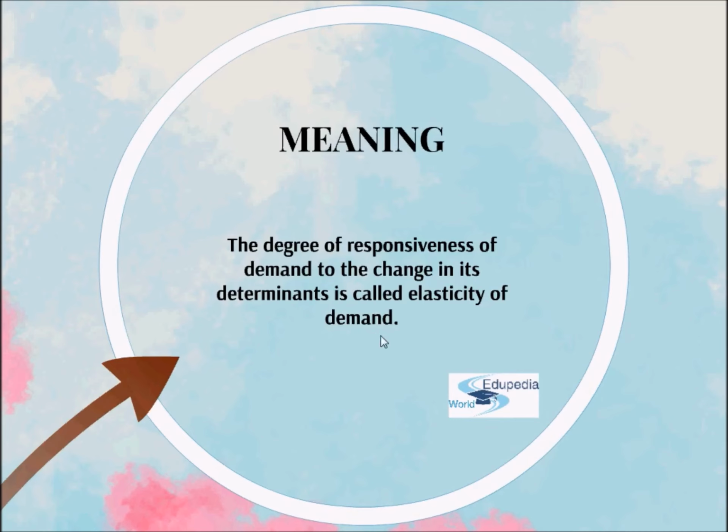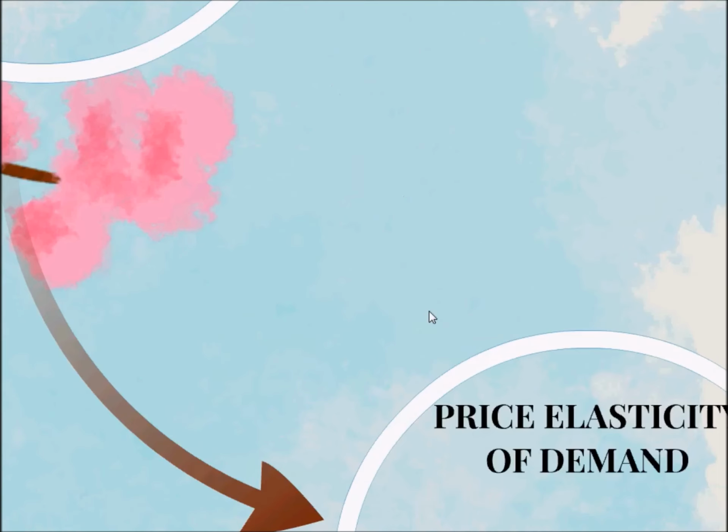There are various types of elasticity of demand. Elasticity of demand basically means by how much percentage demand changes when there is a change in any one of the determinants of the demand. There are various types of elasticity of demand depending upon the determinants it has. Starting with, we'll be discussing the price elasticity of demand.